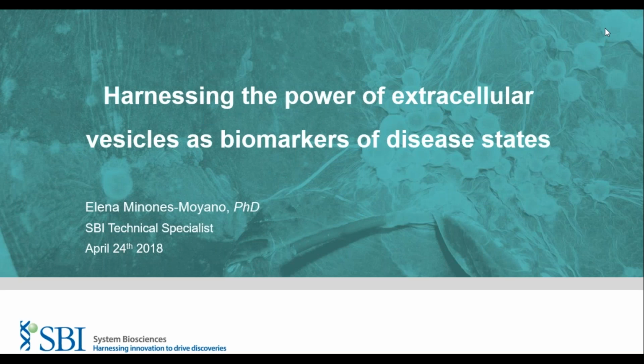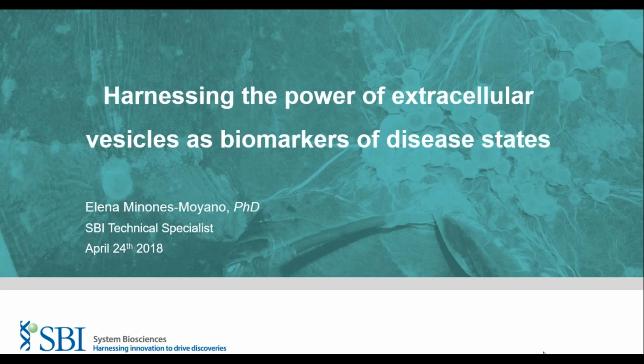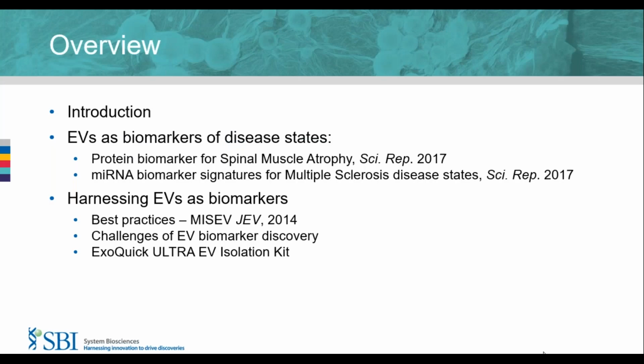Today we'll be talking about harnessing the power of extracellular vesicles as biomarkers in disease states. I will start with a brief introduction, and then we'll go through two papers where they've assessed different types of biomarkers: a protein biomarker for spinal muscle atrophy, and also a microRNA signature for multiple sclerosis disease states.